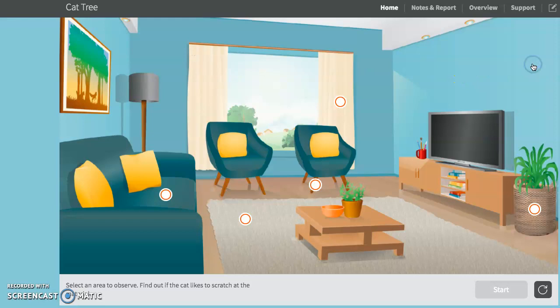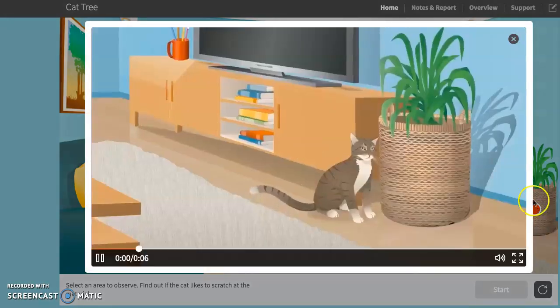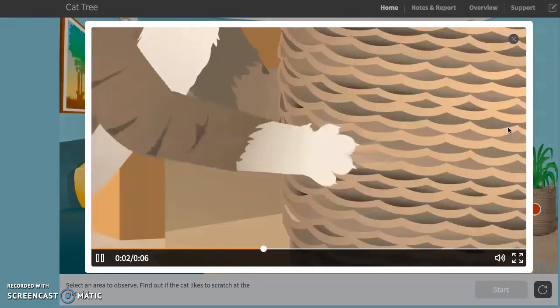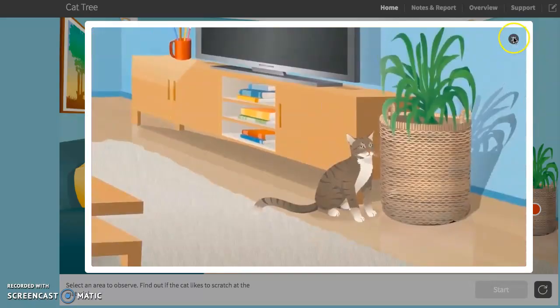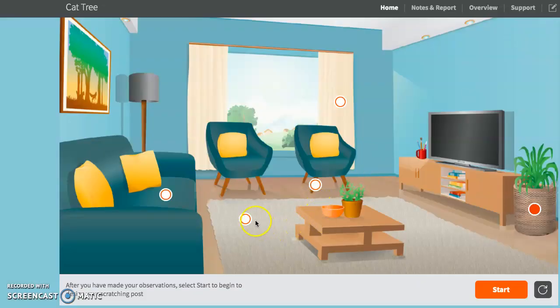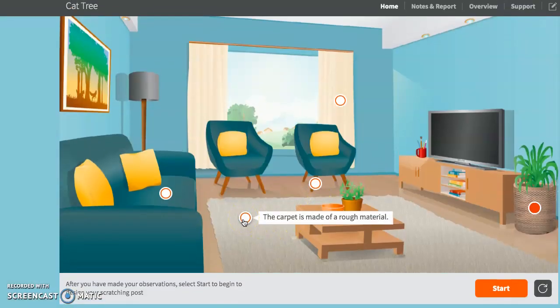I'm going to submit. Select the leg of this chair is made of wood. The leg of this chair is made of wood. The curtains are, the chair is made. The basket is made out of rough wicker. Basically, it's just showing you the different material, like will the cat scratch it? After you have, the carpet is made of rough material.